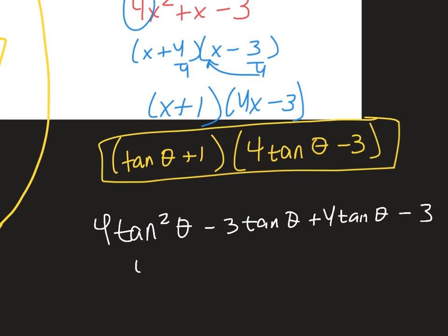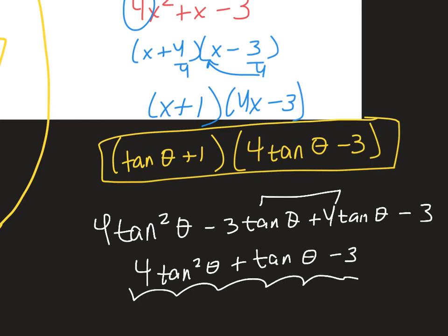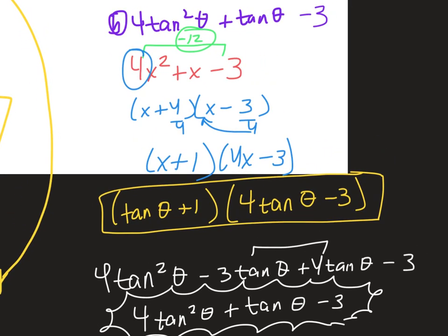So I have 4 tangent squared theta. What happens with a negative 3 and a positive 4? It becomes just 1 tangent. Is this what we started off with? Yes. So there you go. The factoring, really and truly, looks hard, but those are going to be the ones you want more of. The next 3 examples I will do tomorrow.